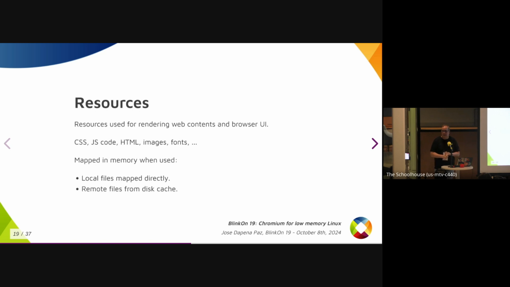So yeah, CSS, JS code, and the images, the fonts, the actual HTML. We map those when used from local files, we map directly. And if it's remote files, basically we have the disk cache and we keep them in memory somehow when we are using them.